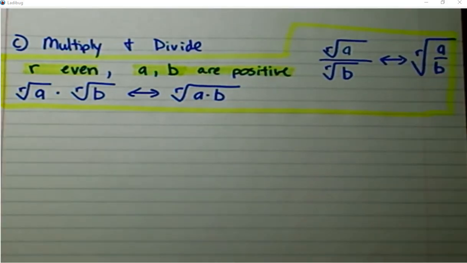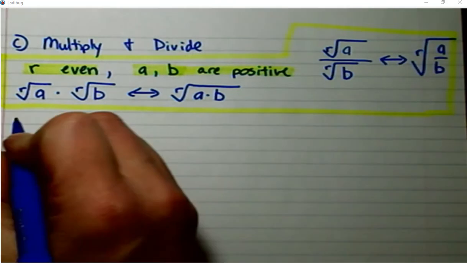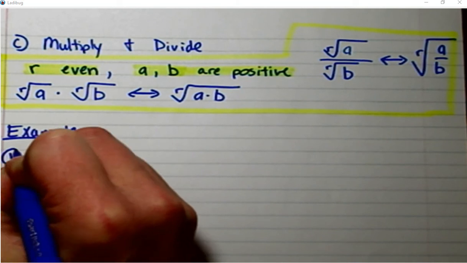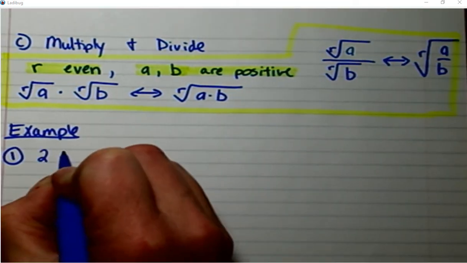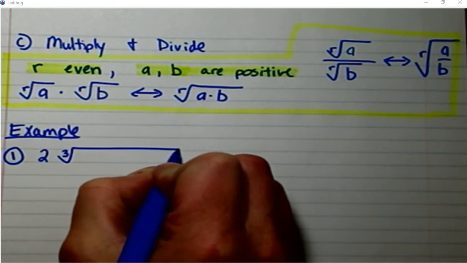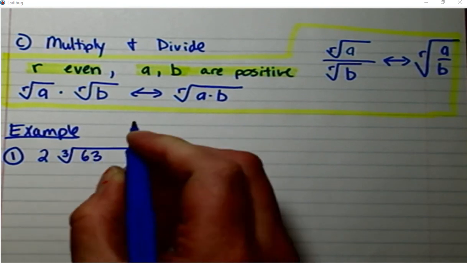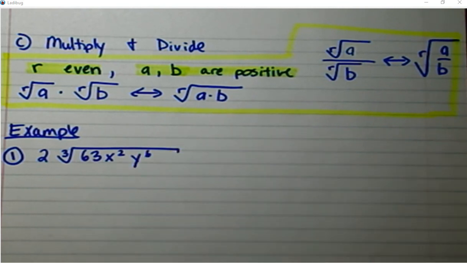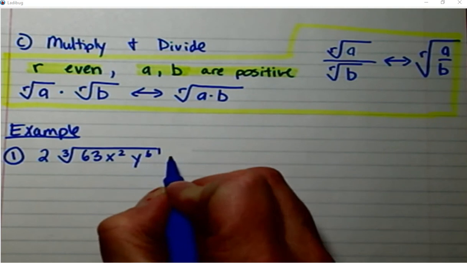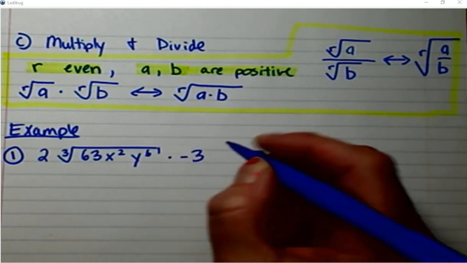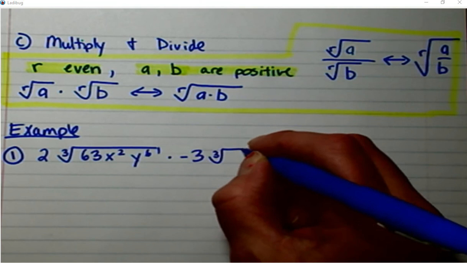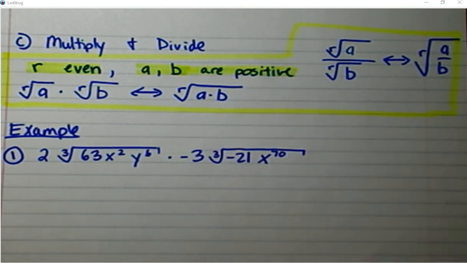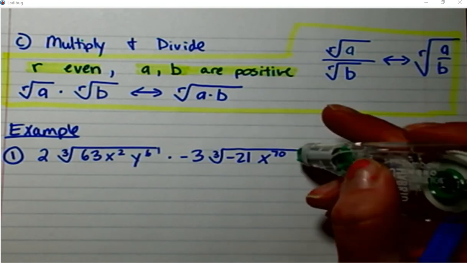Okay, so we're going to use this to help us simplify radicals when we multiply or divide. All right, so let's do a multiplication example: 2 cube root of 63 x squared y to the 6th, times negative 3 cube root of negative 21 x to the 70 y to the 13.